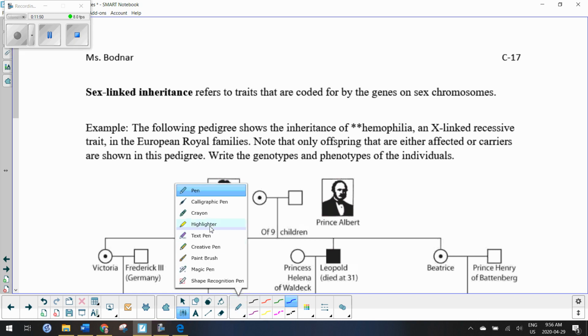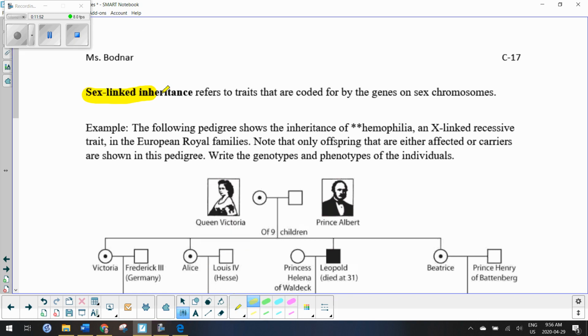The other type of inheritance is sex-linked inheritance. So this is referring to any genes that are located on the sex chromosomes, so the X or the Y. Now again, most traits are found on the X chromosome. Okay, so the following pedigree shows the inheritance of hemophilia, an X-linked recessive trait.